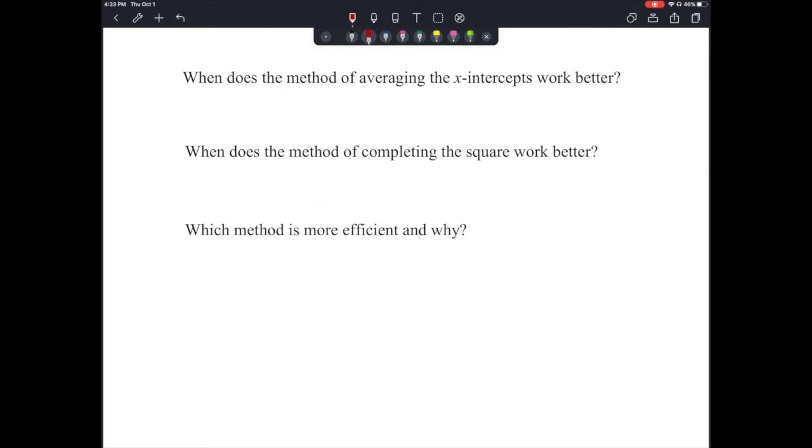So a few questions for you. First one says, when does the method of averaging the x-intercepts work better? So if you think back to each of those problems that you've done, it's probably easiest to do averaging the x-intercepts when you can find them more easily by factoring. So we'll write in there, when a function factors to find the x-intercepts, that's probably going to be easier.